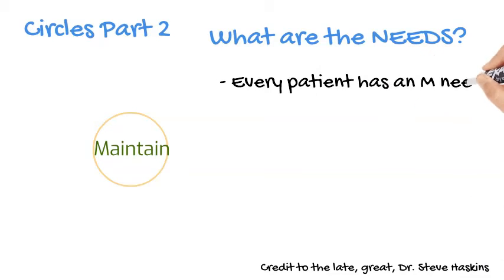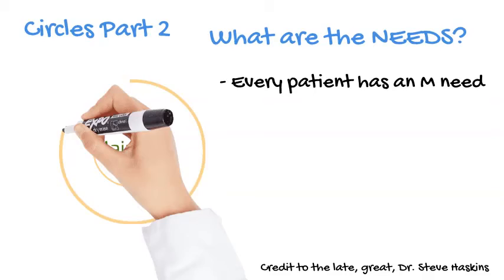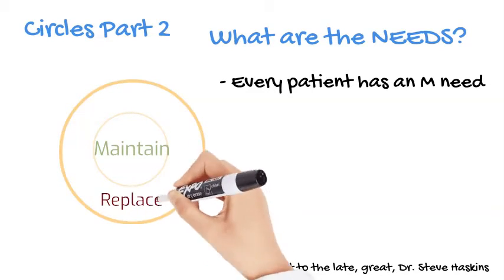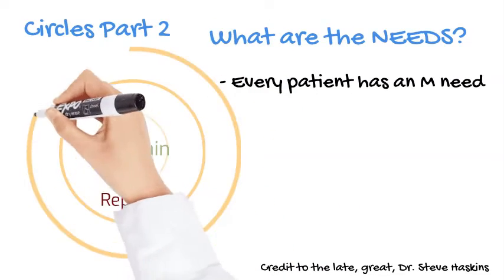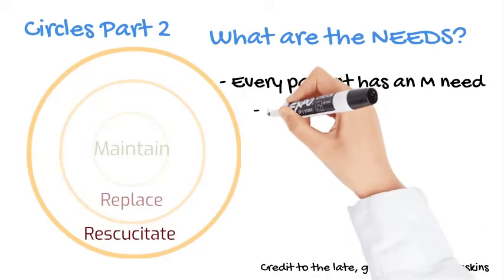The second circle is the replacement fluid need, because many of our patients who are getting crystalloids have a replacement fluid need. And then the third circle is the resuscitative fluid need. That doesn't apply to everybody. That's going to be a judgment that we need to make. Does this patient show us that they actually need to be resuscitated?